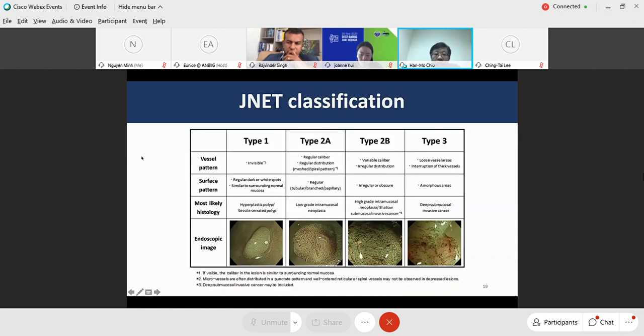So this is the JNET classification, and actually this classification is used to deal with the problems encountered by the NICE classification. So you can see there are two subtypes of type 2 capillary pattern, the 2A and the 2B. So 2A is a benign adenoma, whereas 2B contains some high-grade dysplasia or superficial T1 cancer.